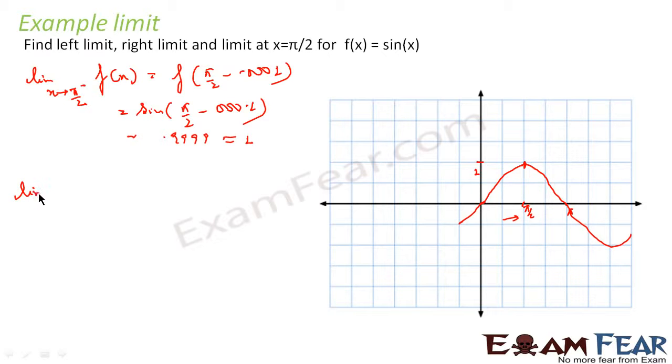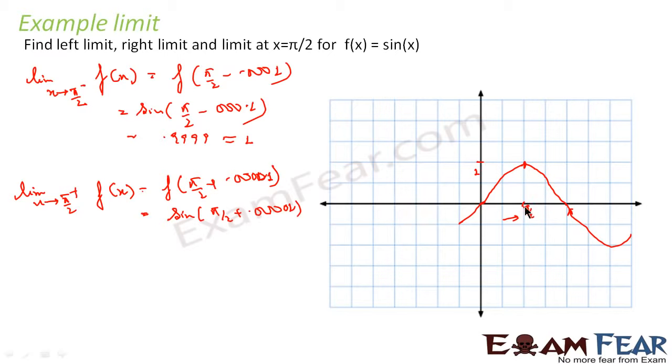Similarly, let's find the right limit. The right limit is x tends to pi by 2 plus of f(x). This is nothing but f of pi by 2 plus 0.001, or you can say plus 0.0001 also. We just need some value that is near to pi by 2 and that is greater than pi by 2. This is nothing but sine of pi by 2 plus 0.0001. For this point you see it is a little less than 1, and we can say that it is also equal to 0.999, almost. That value is almost equal to 1.